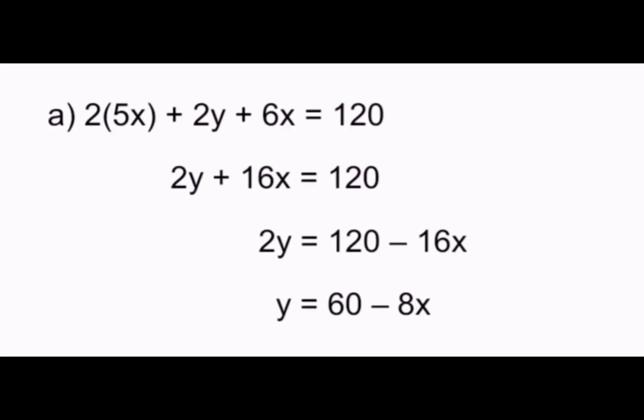For question A, we use the perimeter formula, which is 2 multiply (5x + 2y + 6x) equals 120. After that, we will get 2y + 16x equals 120. Then we move 16x to the right-hand side, which makes 2y equal to 120 minus 16x. We divide the whole equation by 2 and get y equals 60 minus 8x as the final answer to this question.